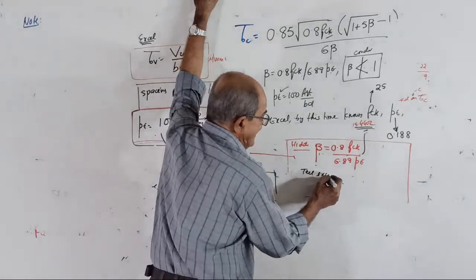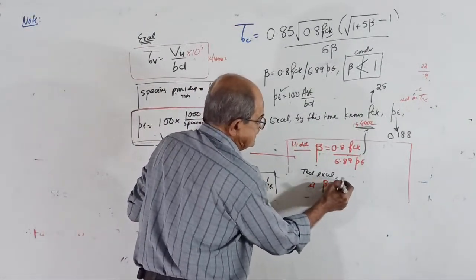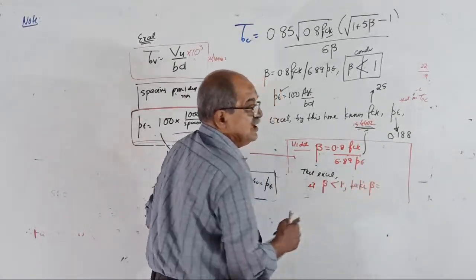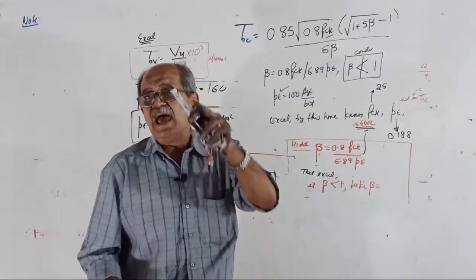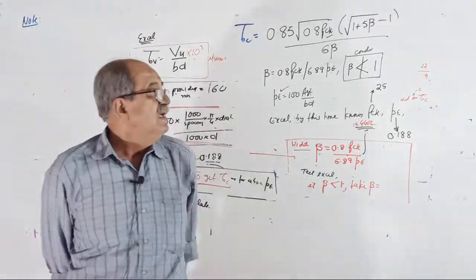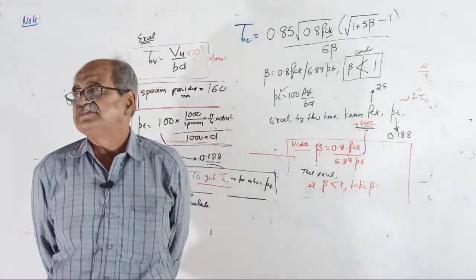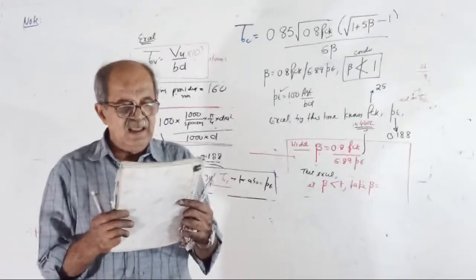Tell the Excel that what? If beta is less than 1, then take beta equal to how much? Tell me. You tell the Excel, if beta is less than 1, take beta equal to how much? The IS code clearly told that beta should not be taken less than 1.